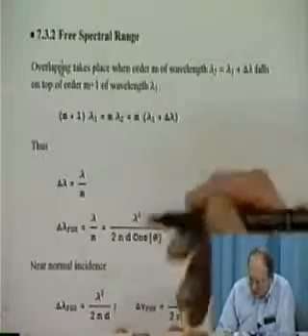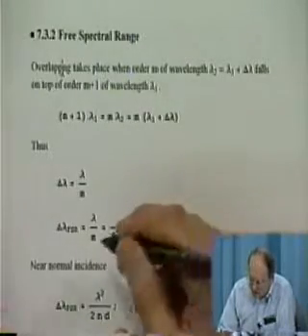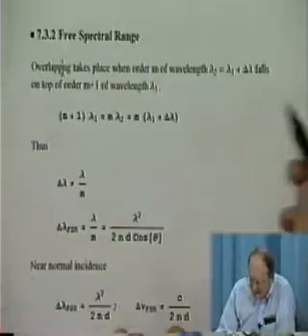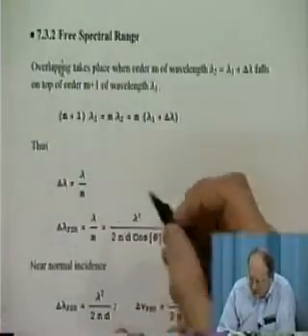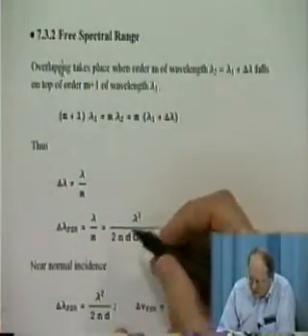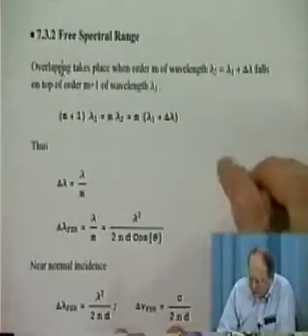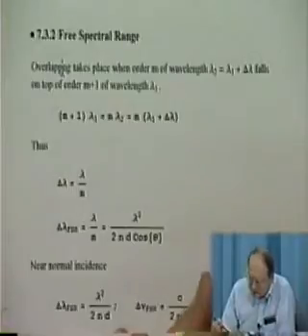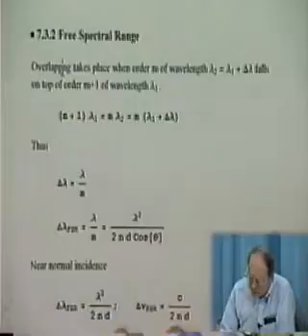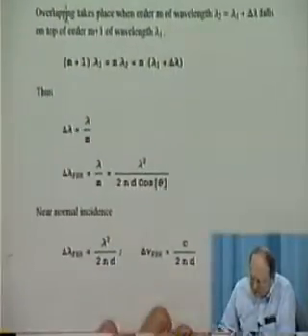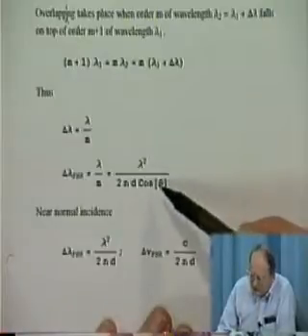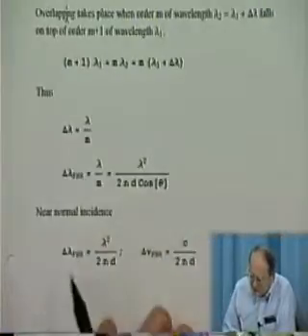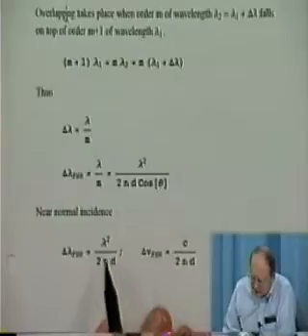Kind of forgetting about a phase change on reflection, because that's small compared to these numbers. And so we have the free spectral range is lambda squared over 2nd cosine theta. So that sets a limit on how large a spectral width we can have before we get overlapping of orders. And maybe I would plug in here that we let theta go to zero, and so delta lambda free spectral range is lambda squared over 2nd.